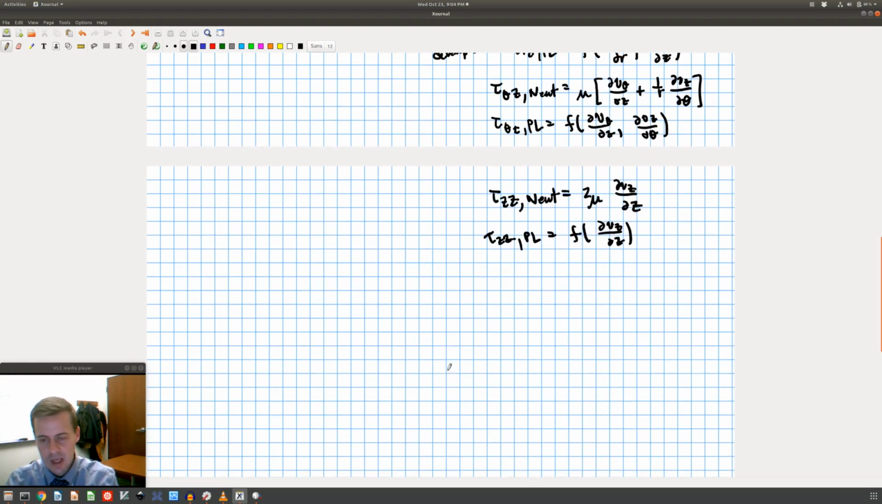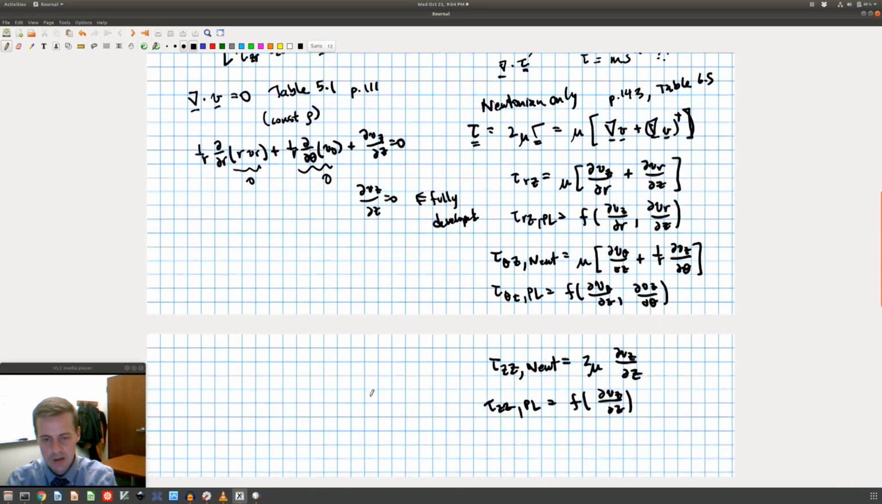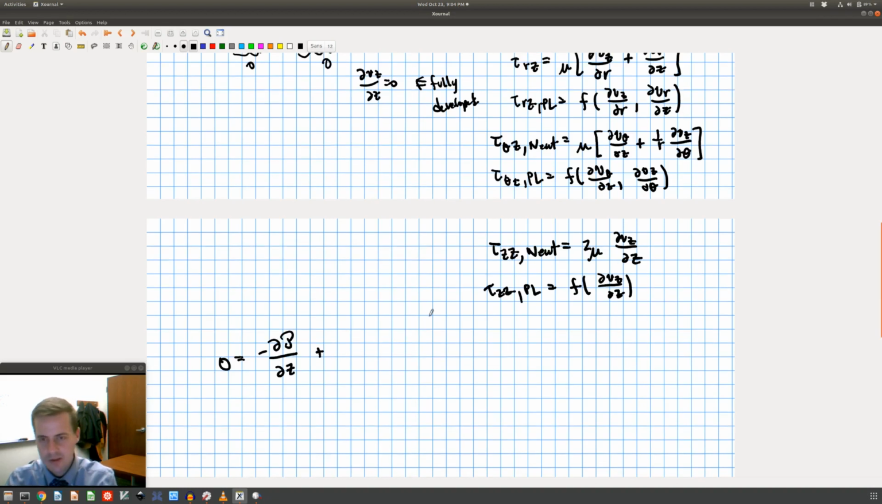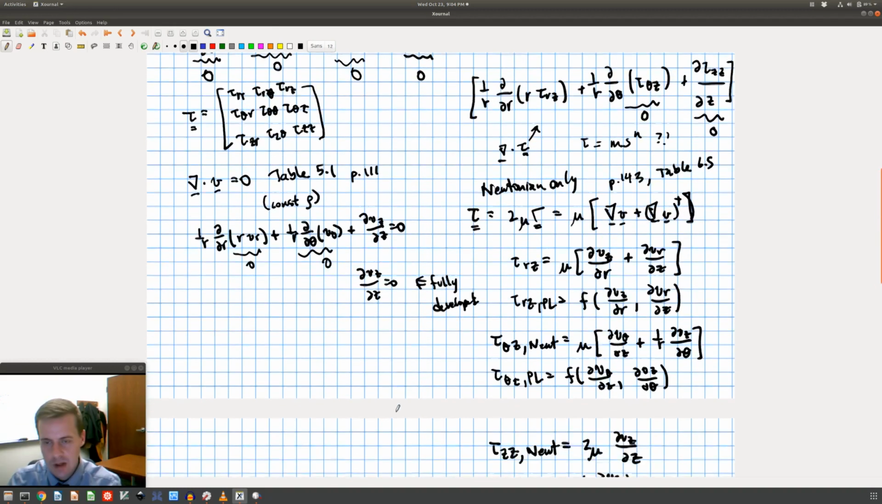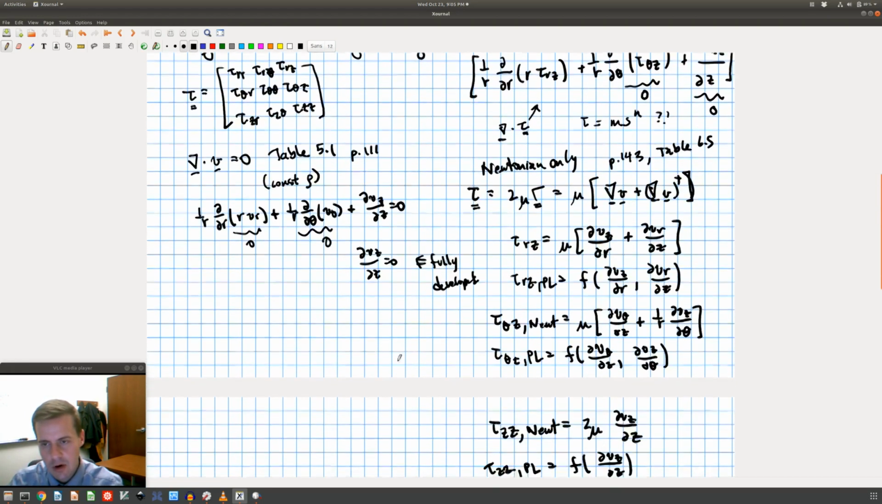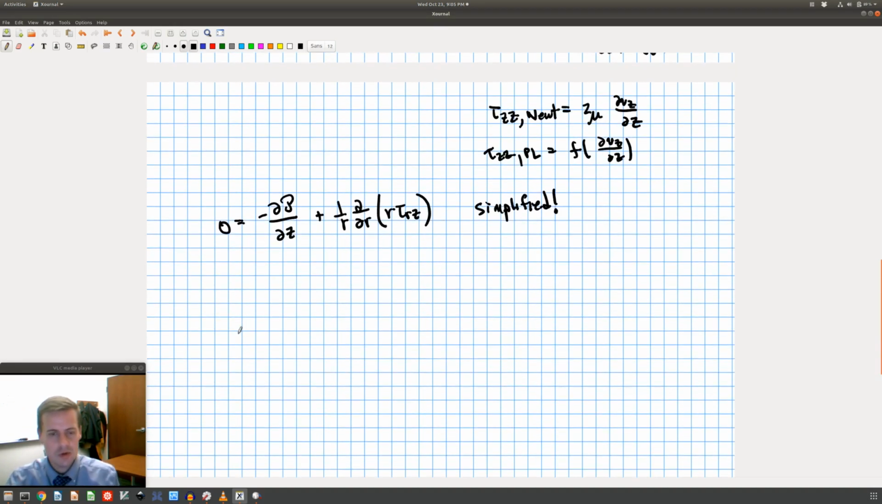All right, so lots of things cancel. And let me just rewrite what's going on. So I'm going to have 0 equals this guy plus that guy. Let me write that down: 0 equals minus dp dz plus, and then this one right there, 1 over r d dr of r tau rz. Okay, so that's simplified. Finally. Took a while.